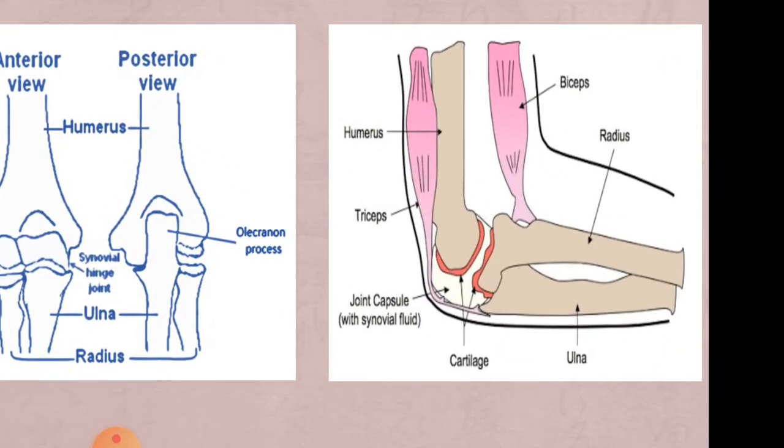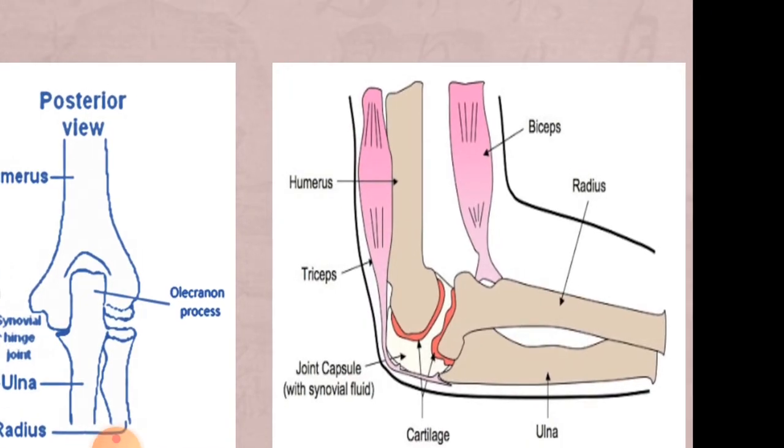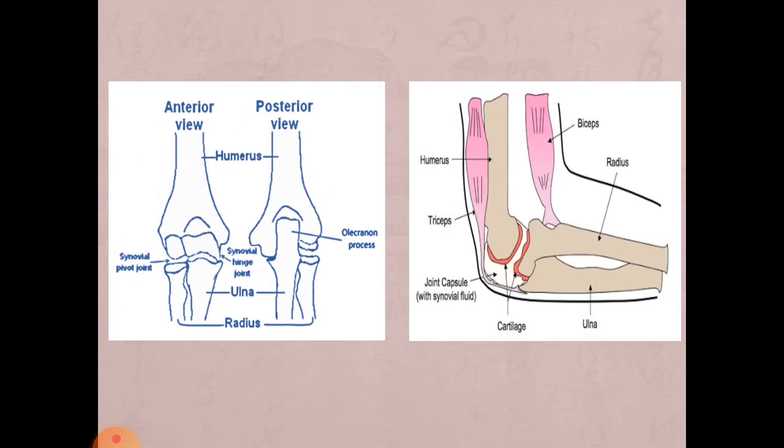So here you have the biceps. This is the muscle of the anterior compartment of your arm, and the triceps is the muscle of the posterior compartment of the arm. So the triceps will extend your elbow joint while the biceps will flex your elbow joint, and the action of the biceps will be aided by the brachialis muscle.